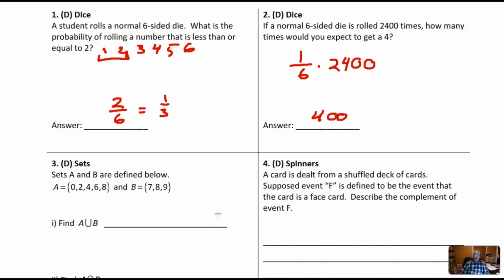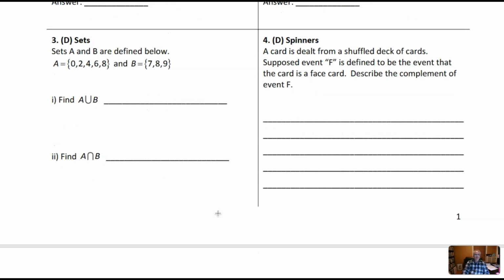All right. Let's scroll down a little bit. For this one, we have two sets, A and B. We want to find the union of the two sets. The union is what we get when we put the sets together. It's anything that's in set A, set B, or both. And remember, we don't list repeats. So I'm going to list the elements we have in set A. We have 0, 2, 4, 6, and 8. And I'm going to add to that the numbers we don't have already. So we don't have the 7 or the 9, so I'm going to include those.